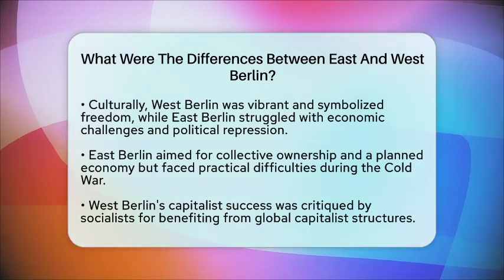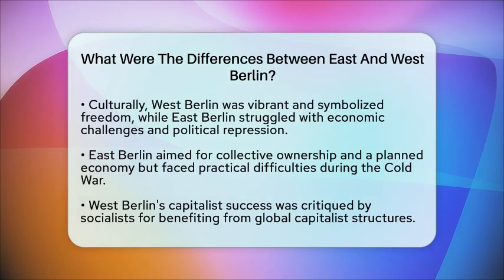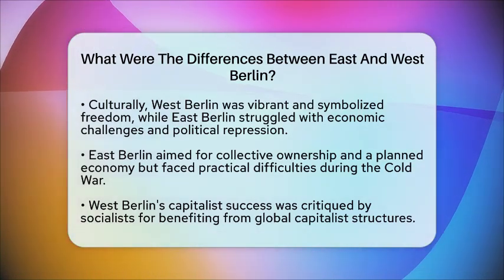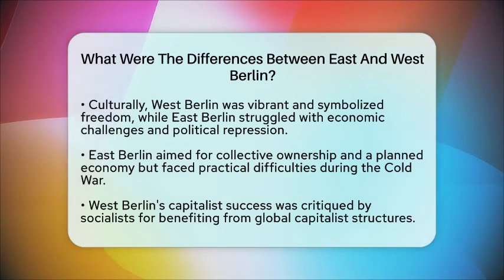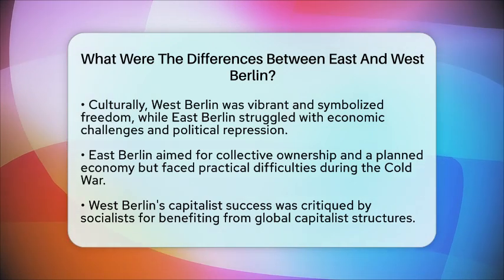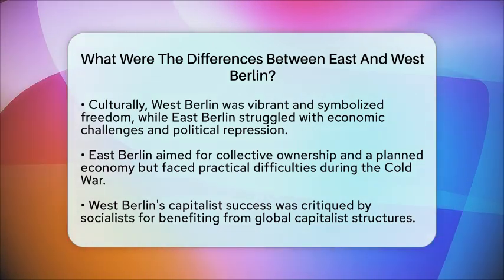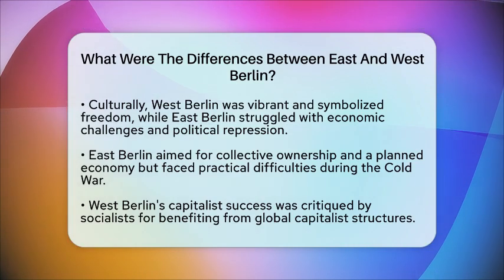In summary, the differences between East and West Berlin were deeply rooted in their opposing political and economic systems. This division shaped the experiences of their residents in terms of prosperity, freedoms, and daily life. Each side tells a story of how ideology can influence the fabric of society.